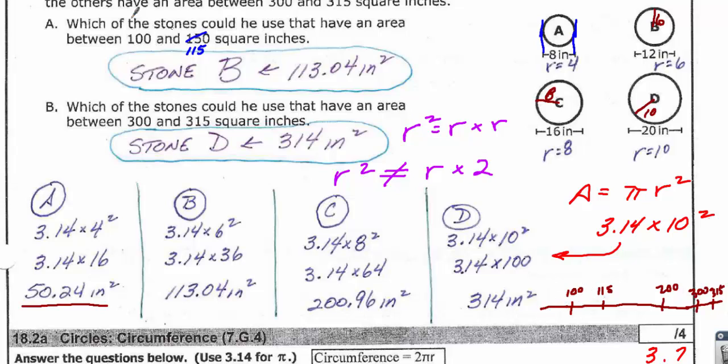Well, stone A would be out here. So since stone A has an area of 50.24, that's less than 100. Stone B, that's between 100 and 115. It works. Stone C at 200.96, that's in this area between 200 and 300. Stone D at 314, that's in that area between 300 and 315. So for part A, stone B works. For part B, stone D works.